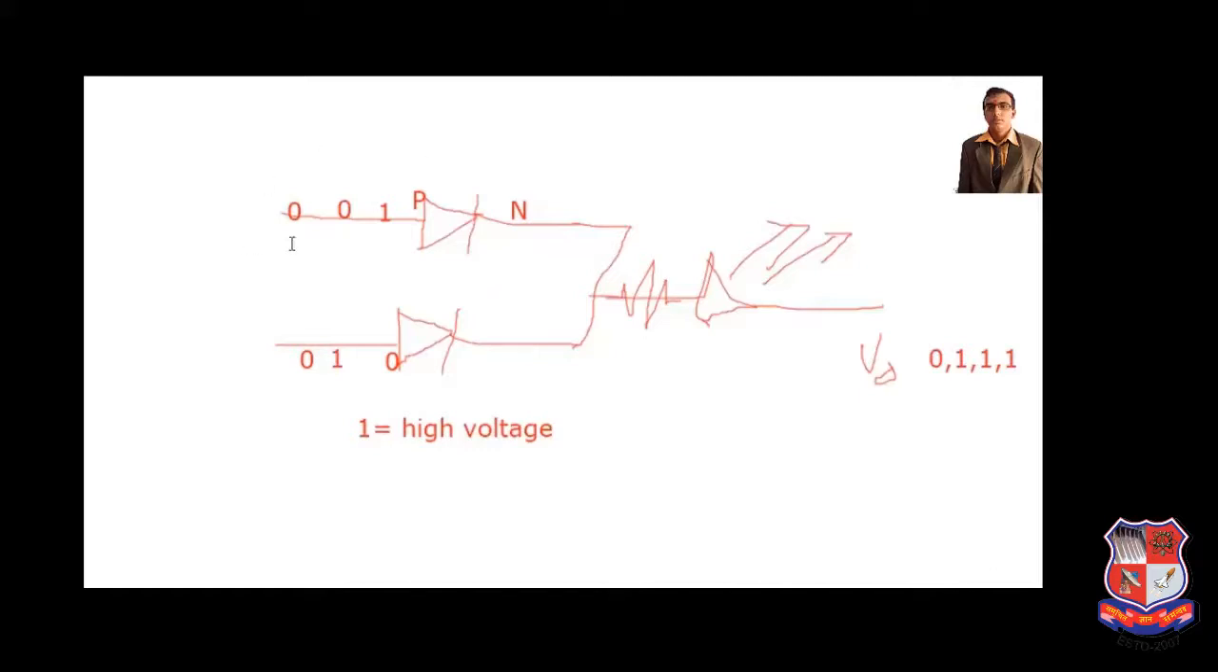Means what? If we apply 0 input to the diode, then the diode acts as a reverse bias. If 0 volt is applied to the diode, then it is present in reverse bias.